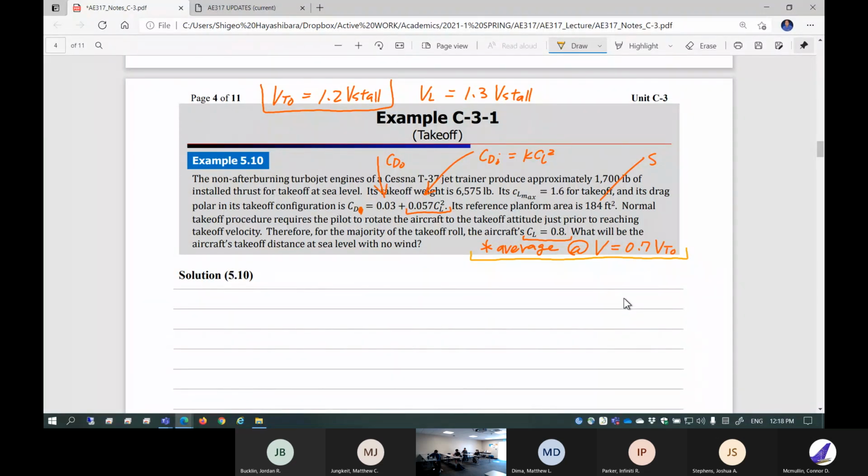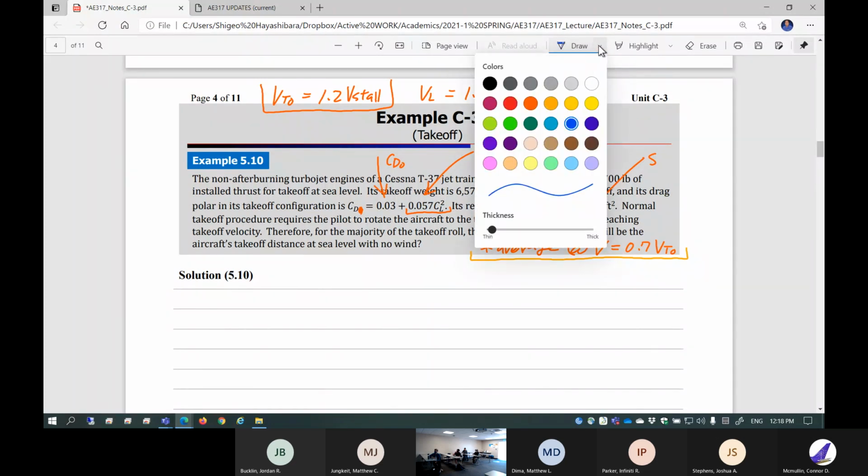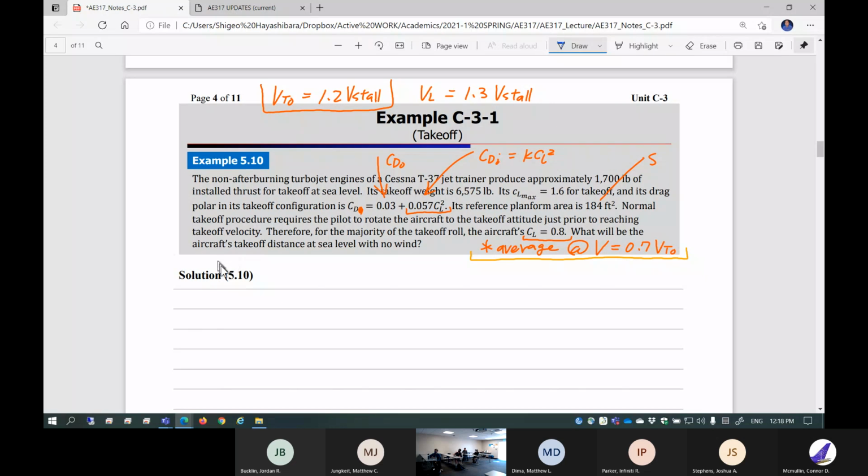So in order to represent the average value for lift and drag during the takeoff roll, you're going to pick up the velocity 0.7 times VTO, using that together with the average value of CL to figure out the lift average value during the takeoff roll. Okay? All right. So what will be the aircraft's takeoff distance at sea level with no wind? Here we go. So let's just take a look at it. This is essentially plug and check, not so bad.